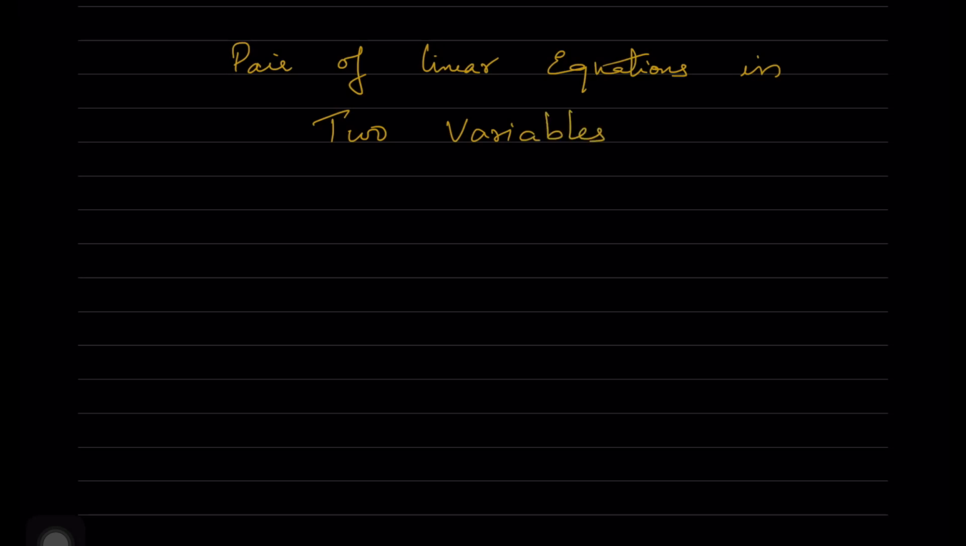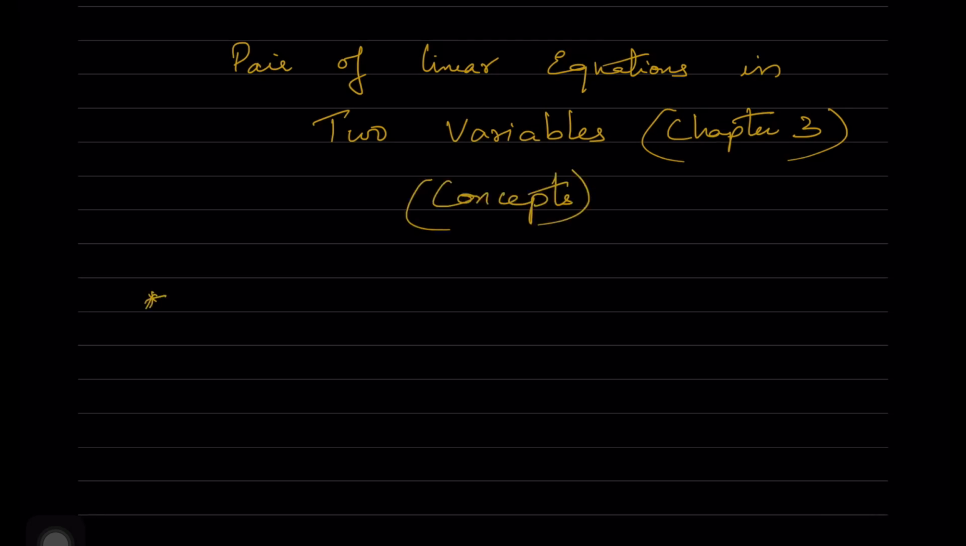The third chapter in our textbook is pair of linear equations in two variables. So we'll just go into the concepts of this chapter. That's the third chapter. So what are the type of equations we use? What are the different methods we use in this? We'll just see into that. Linear equation means the variable power should be always 1.